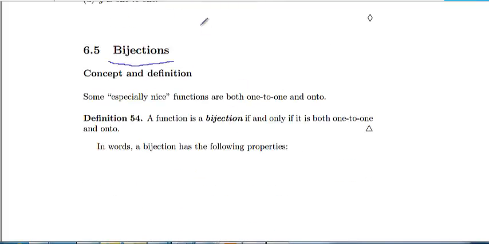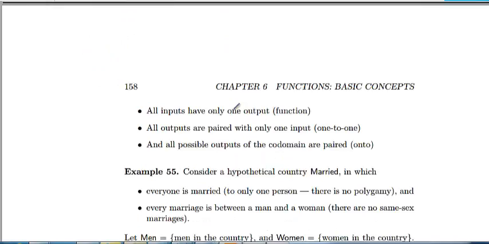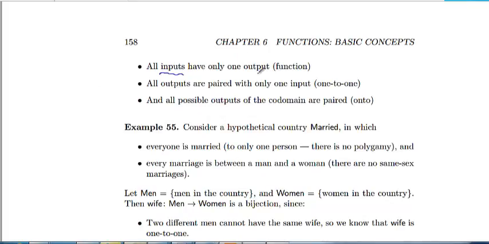Now we've talked about one-to-one and onto. A function is a bijection if it's both one-to-one and onto. That means all inputs have only one output. That's the property of a function. All outputs are the result of only one input. That's one-to-one, and all possible outputs of the codomain are paired. So these are the three properties here.